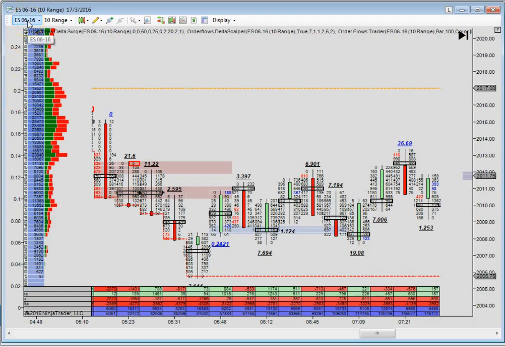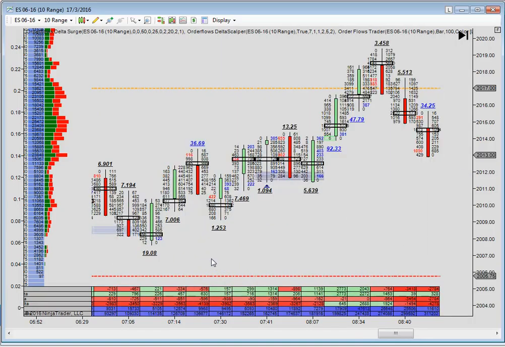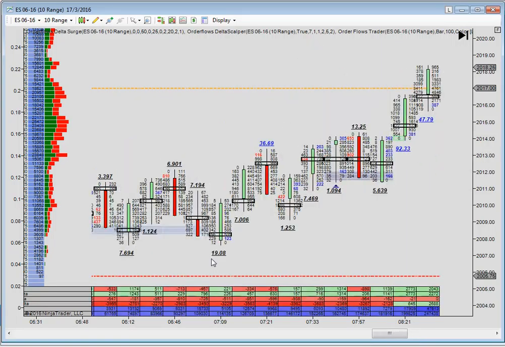Okay, on an E-mini chart, this is an E-mini 10-range chart. There's a signal that just kicked in around 5:45 this morning, the buy signal. It was just right off the low of the day. And the market just rallied. It was a big day up.